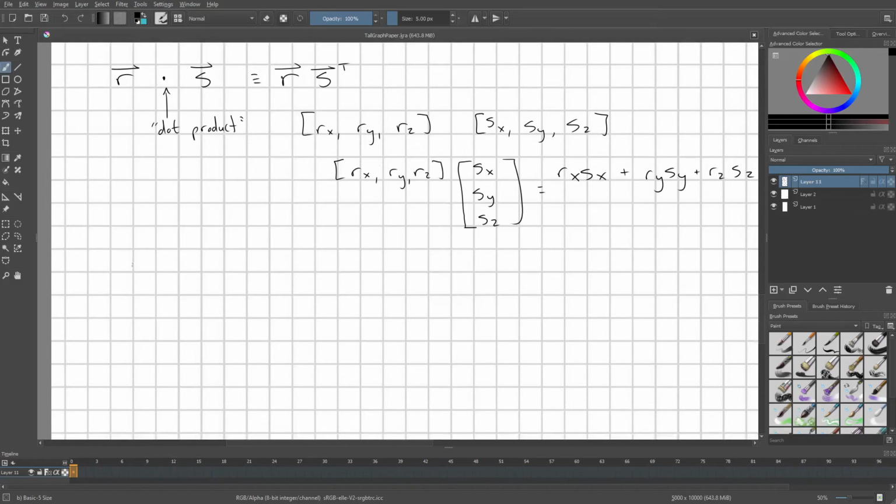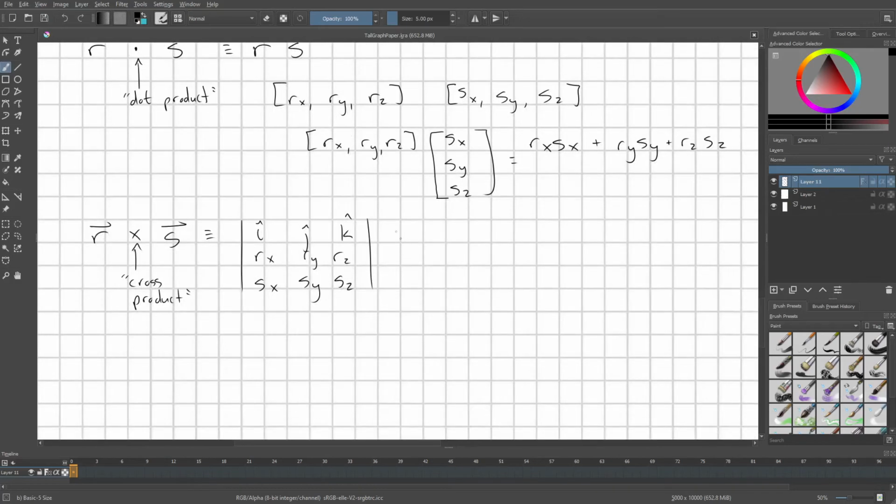We could also take what is called a cross product. Whenever I use this x, I'm referring to a cross product. And this is defined as a determinant where I put my i, j, and k unit vectors in the first row, my rx, ry, and rz components in the second row, and the sx, sy, and sz components in the third row. This also indicates that this symbol here is how I will represent determinants of matrices.